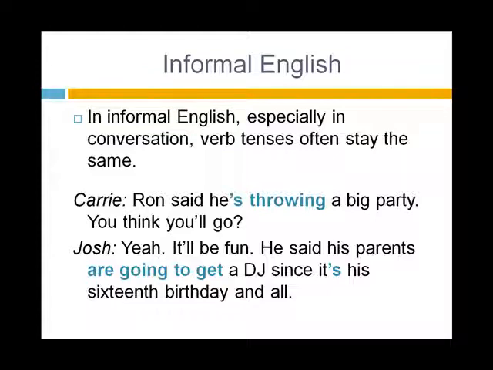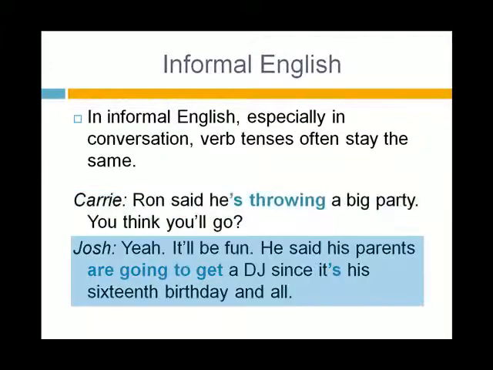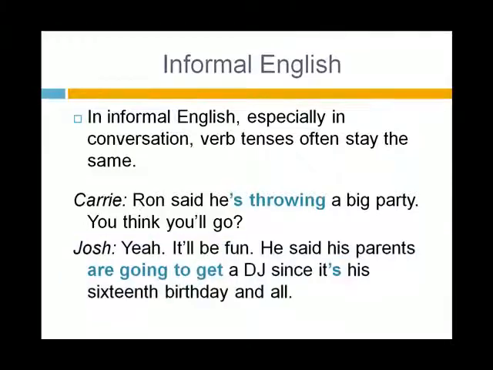Here's a model conversation between Carrie and Josh. Carrie: Ron said he's throwing a big party. You think you'll go? Josh: Yeah, it'll be fun. He said his parents are going to get a DJ since it's his 16th birthday and all. Because this is an informal conversation, we can keep Ron's original verb tenses, the present and the future.